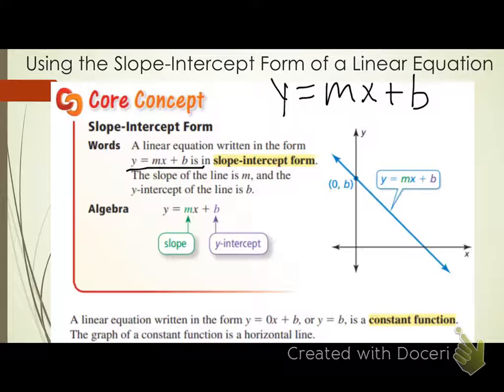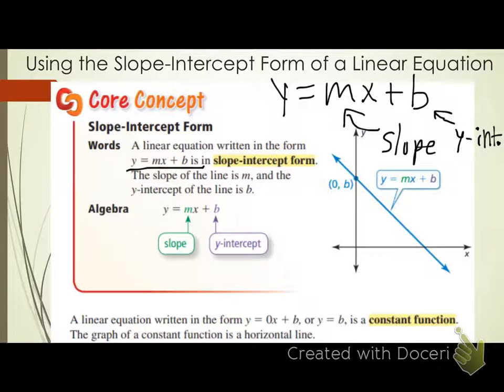Now on your equation, you may want to label it. The slope of the line is m. So m is your slope. And the y-intercept of the line is b. You may want to go ahead and label that. M is your slope. B is your y-intercept. The slope will always be multiplied by x in slope-intercept form. Your y-intercept will be the constant, the number without a variable. Everyone okay with that?